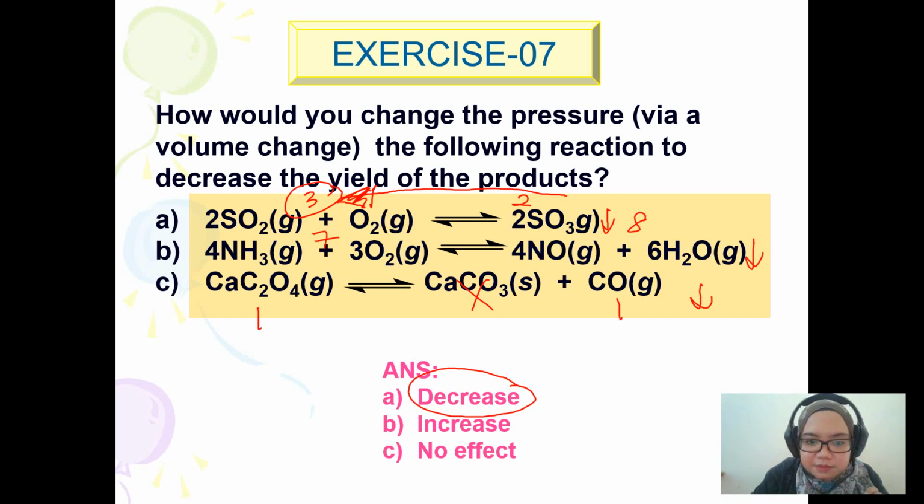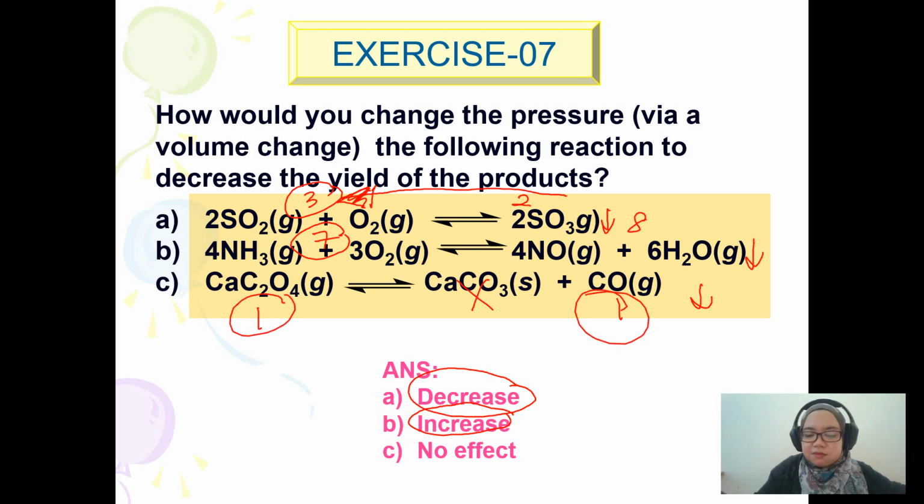Okay, let's look at this one. If we increase the pressure, the system will find a way to decrease the pressure. Okay, so if we want to decrease the pressure, we need to shift the equilibrium position to the side with fewer moles of gas. So for B, the side with fewer moles of gas is 7. So here if we increase the pressure, the system will shift to the side with fewer moles of gas to reduce the pressure. So for B, the way is to increase the pressure. For C, no effect at all because both sides have 1 mole of gas. So there is no effect. Okay?